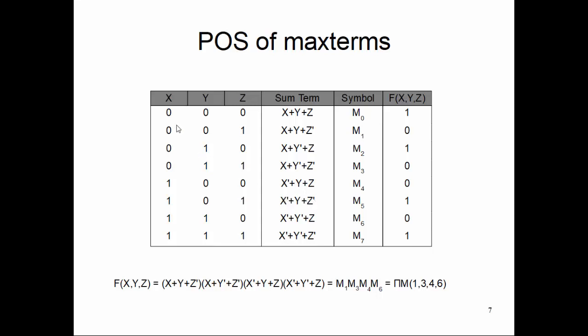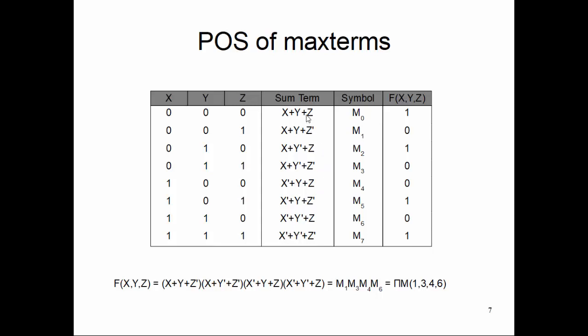So by convention, if we see the table entry for that variable is 0 or false, we take the uncomplemented form of the variable. If we see it is 1, then we take the complemented form of that variable. So this is your sum term.